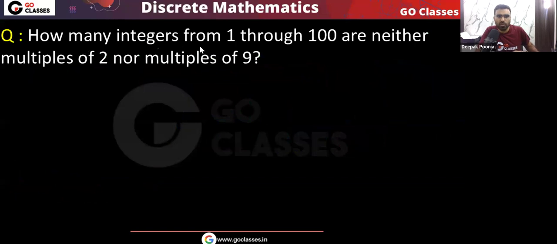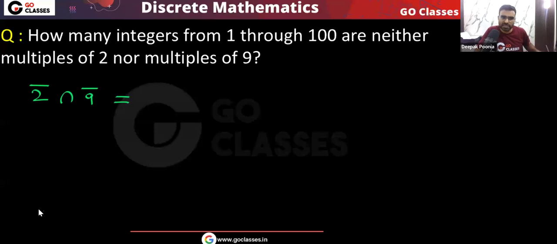Let's solve this question. How many integers from 1 to 100 are neither multiples of 2 nor multiples of 9? The question is saying neither multiples of 2, they should not be multiples of 2, nor should they be multiples of 9.